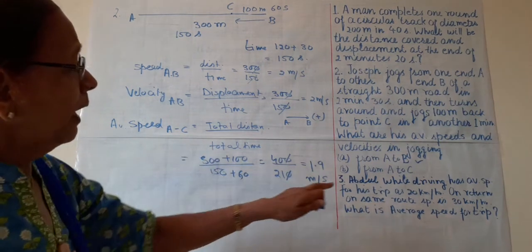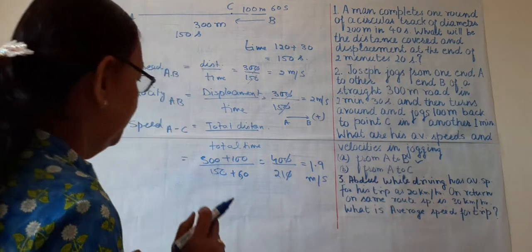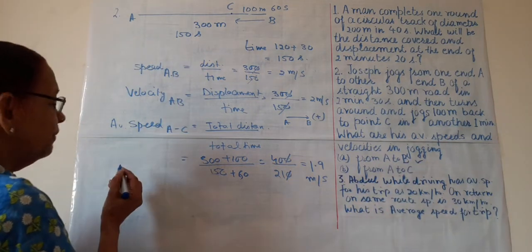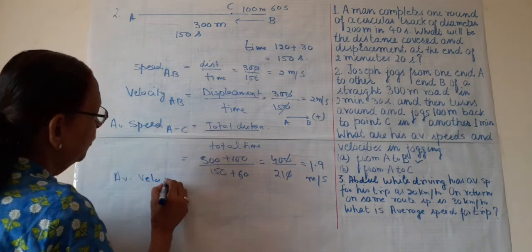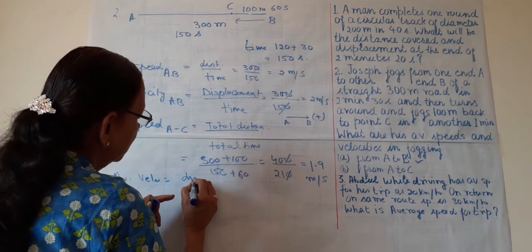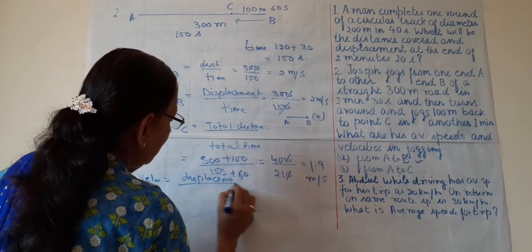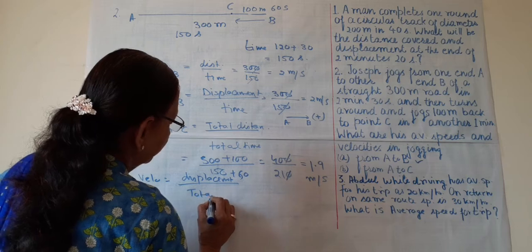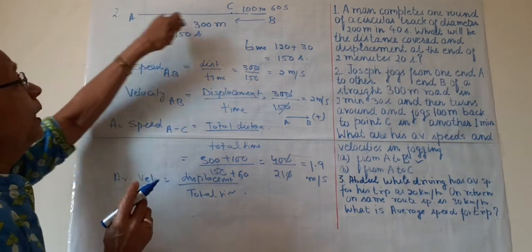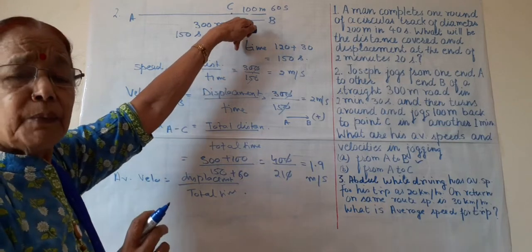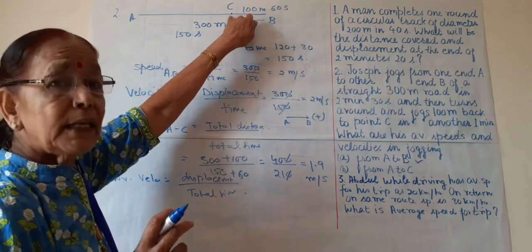Now about the average velocity from A to C. We will calculate the average velocity. Average velocity, you know the formula, it is displacement upon total time. So the displacement, as you can see, from A to C. C is the final position of the man now. Final position of Joseph now is C.